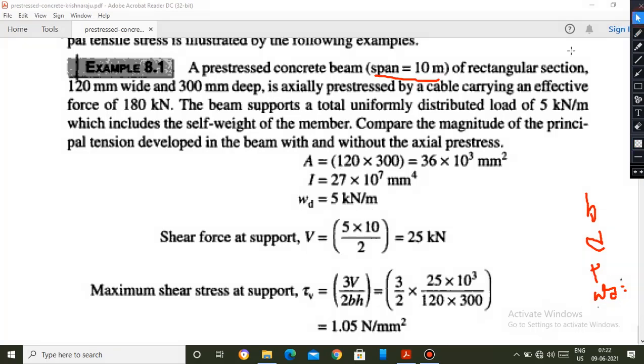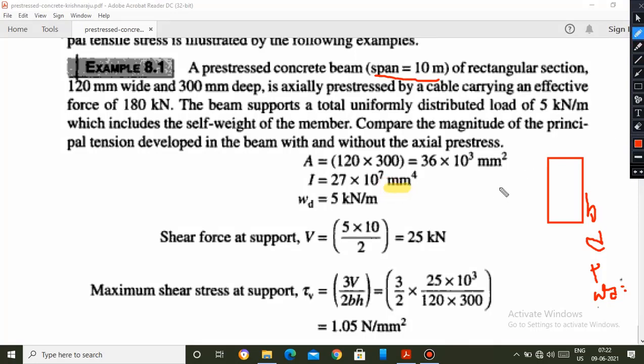The self weight of the beam is not considered here, hence you need not calculate it. Suppose you observe the cross section of this pre-stressed concrete beam. The cross section area A equals B into D, that means 120 into 300, which gives 36 into 10 power 3 mm square. And the second moment of inertia I equals BD cube by 12, that means 120 into 300 power 3 divided by 12.